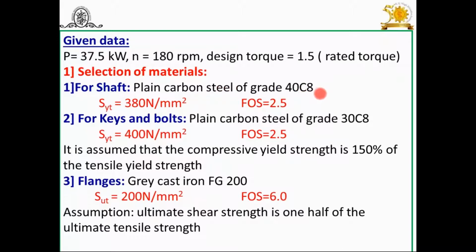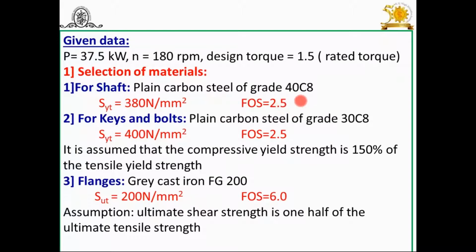For 40C8, in the data book you will get SYT equal to 30 Newton per mm square. SUT is also given, but the shaft is going to be subjected to torsional loading, so twisting or torsional shear stresses are going to be induced in it. That's why I have taken only SYT. Otherwise you can write SUT, no problem.